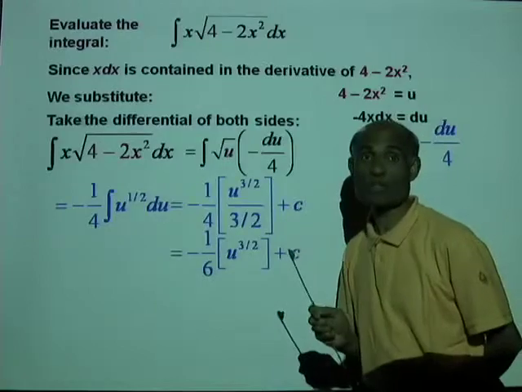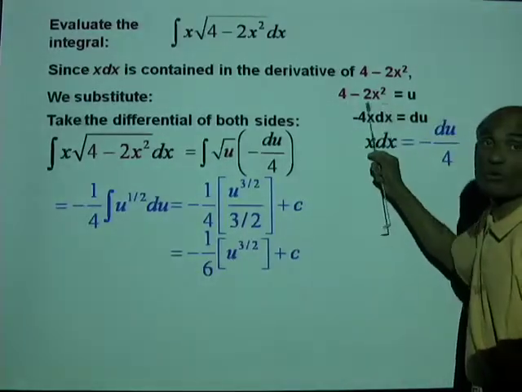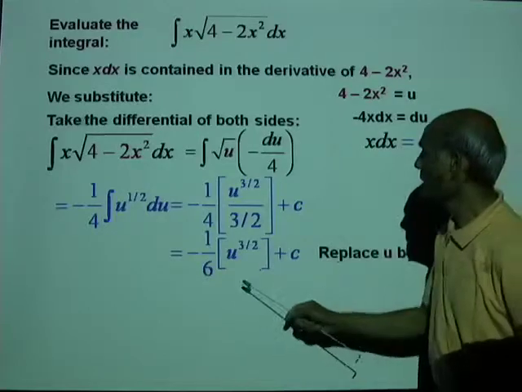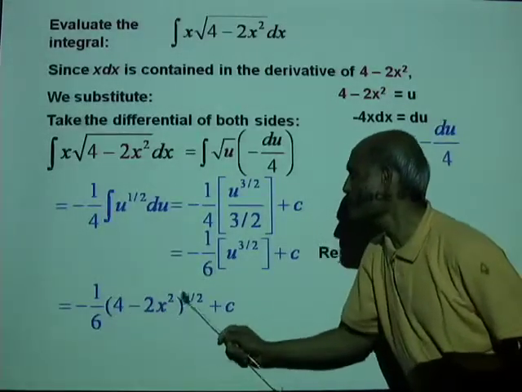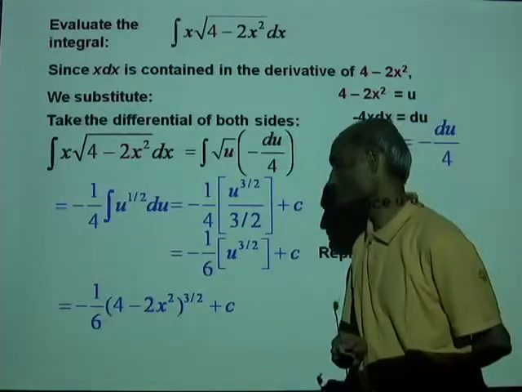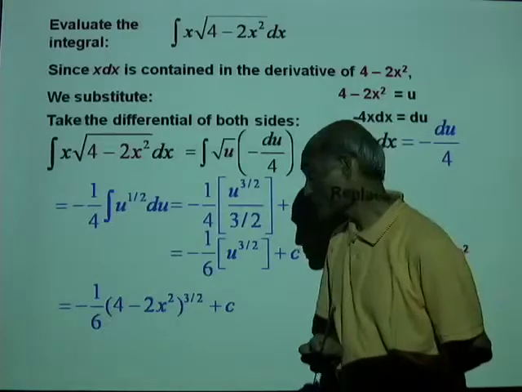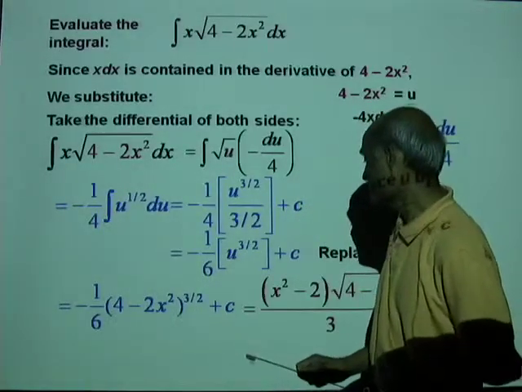And there is one more step left. What is that? Replace your u by the original quantity. So that will be negative 1/6 times 4 minus 2x squared raised to the power of 3 over 2. Well, actually, can we simplify that further?